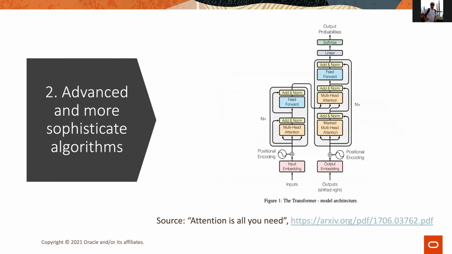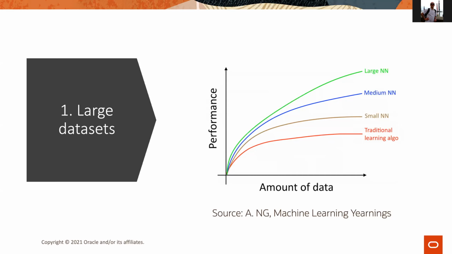So, for example, the great success in the field of image recognition has been due to the ImageNet project, which has collected millions of images with labels to be used to train large and powerful neural networks.